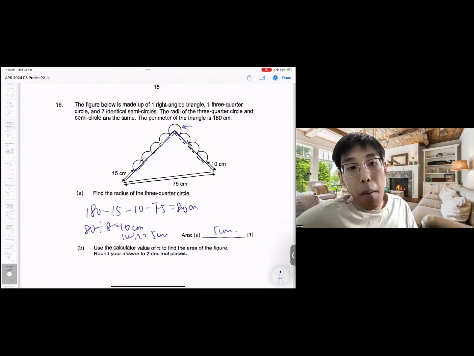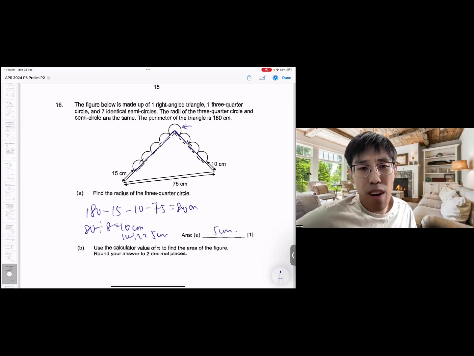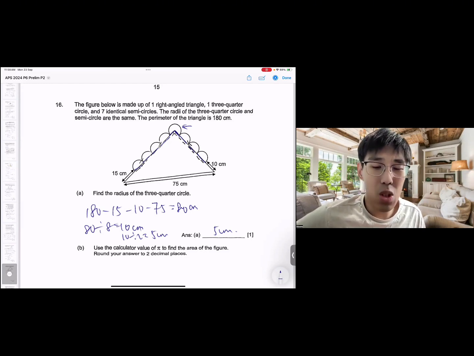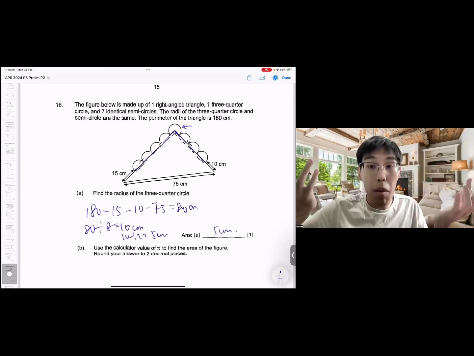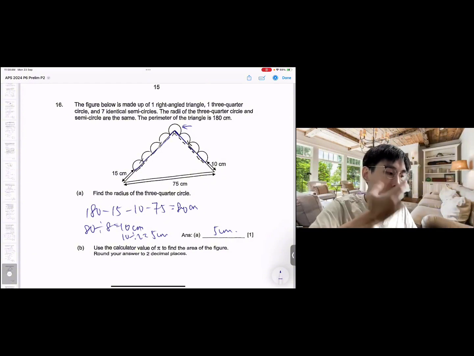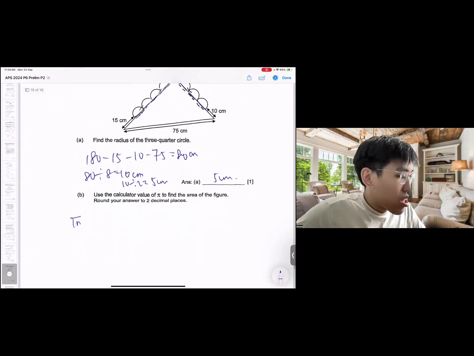Now, next. B. Use the calculator or value of pi to find the area of the figure. Round your answer to 2 decimal places. This one is quite straightforward because we already know the radius is 5. You're looking for area, so I can find the area of a triangle, then find the area of the circle parts and put them together. That's the general plan. So let's look at the triangle first.